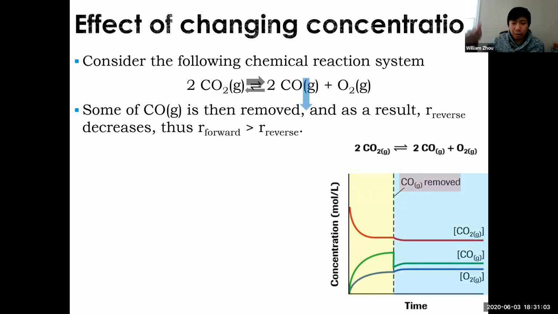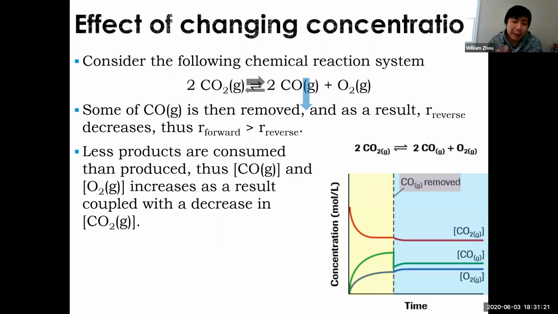Because CO drastically dropped, the reverse reaction slows down because you now have a lower concentration. The forward reaction doesn't change. As a result, rate forward is now bigger than rate reverse. And this imbalance will result in the net gain of products because the forward will beat reverse. You see what I mean? And more products will be produced, meaning that more reactants will be consumed. You will decrease CO2 coupled with an increase of CO and O2.